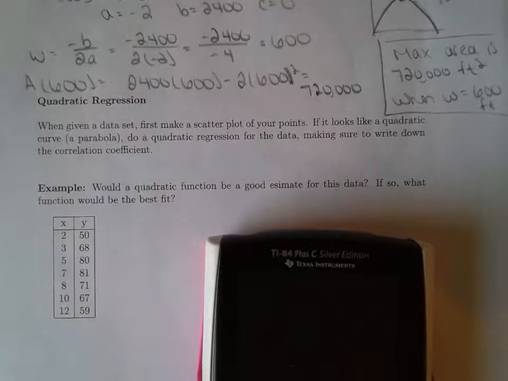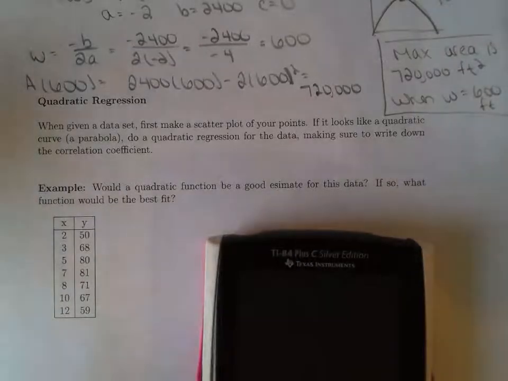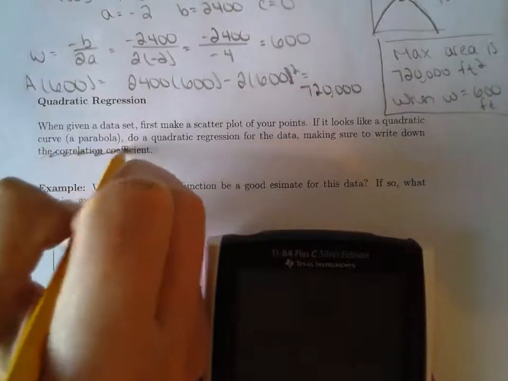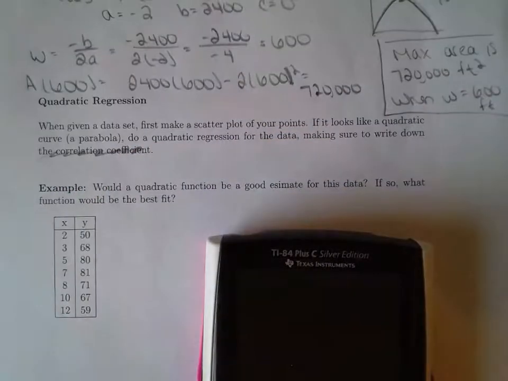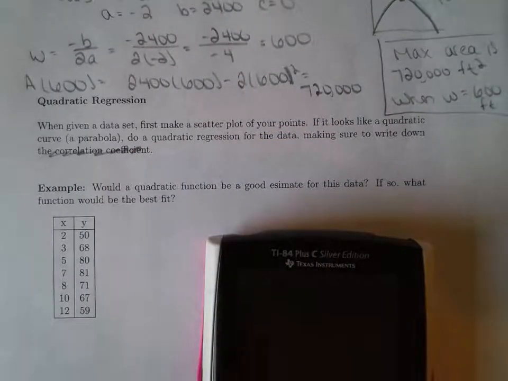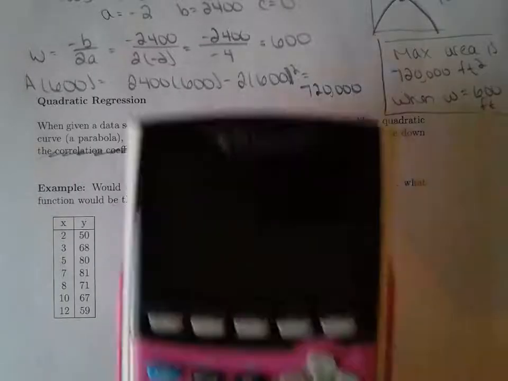Okay, so it says when given a data set, first make a scatter plot of your points. So always do that. If it looks like a quadratic curve, do a quadratic regression for the data, making sure to write down. Again, you don't need to know this correlation coefficient. I need to take that out of the text. Okay, example. Would a quadratic function be a good estimate for this data? If so, what function would be the best fit?